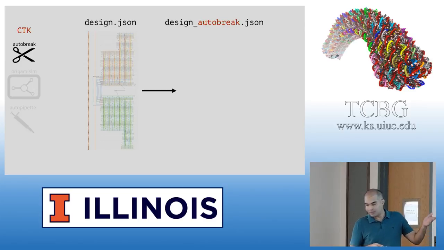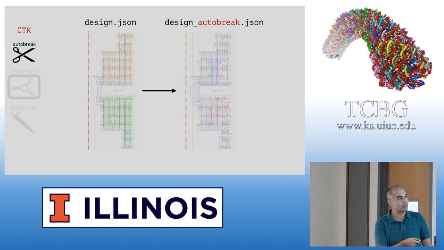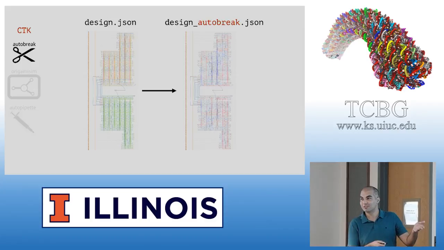So what I did is I built a tool that takes this auto-stapled structure and turns it into a final design with all the staples broken and ready to order. It's also a quantitative tool. Based on the coloring here, it can tell whether those staples are good or not, based on some thermodynamic criteria.